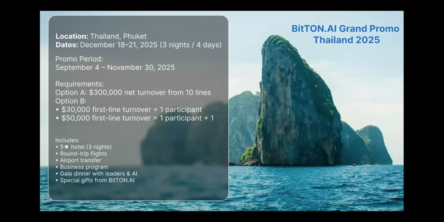Let me repeat: to meet the requirements of this promo, you need to concentrate on work in your team. 300,000 of turnover within 10 lines. This is the way to reach a ticket to this promo. And if you feel yourself more effective in working your first line, and it's a faster way, you are able to reach it faster than in teamwork, but it depends on the strategy.